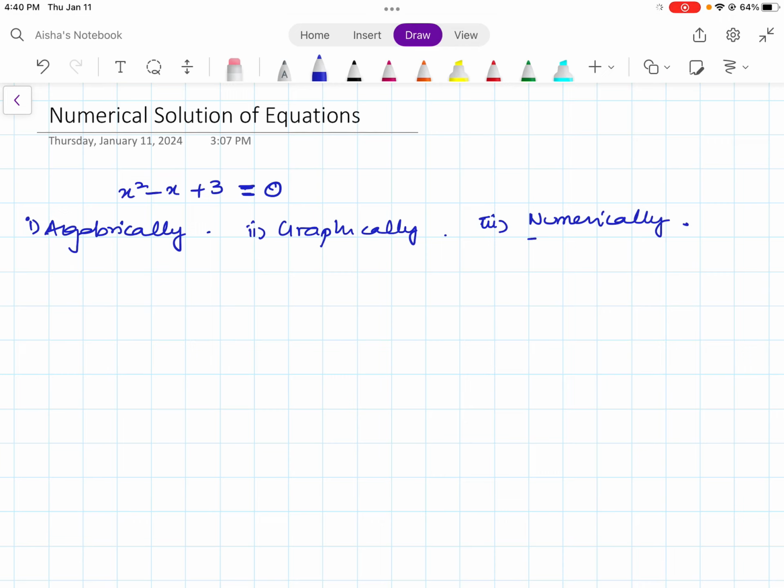The method that we are going to do in numerical solution of equations is the iteration method. There are a lot of techniques of solving anything numerically, but we are only going to focus on one of them, which is iteration.